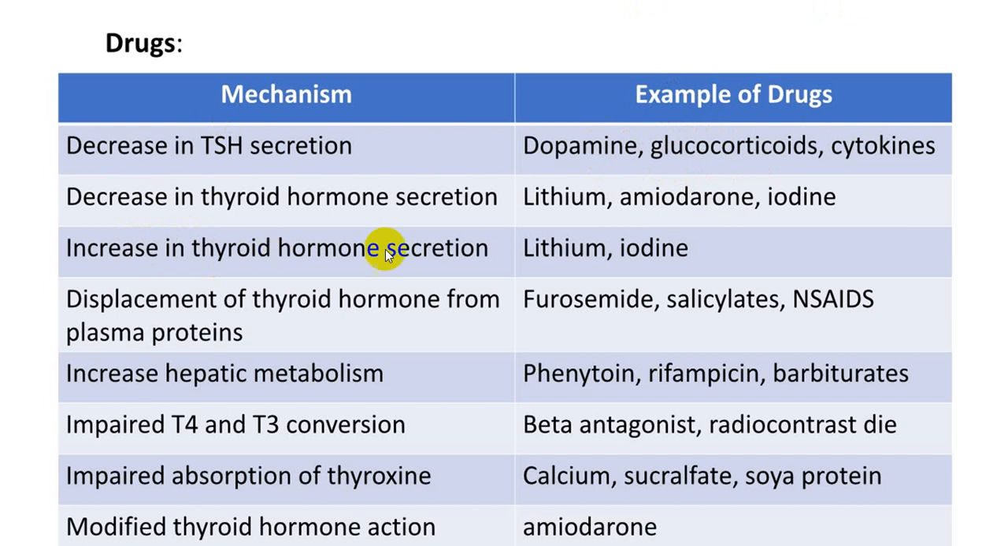Increase in thyroid hormone secretion can occur with lithium as well as iodine, which can increase thyroid hormone secretion from the thyroid gland, and this TSH secretion decrease thyroid hormone secretion by decreasing thyroid hormone production. So iodine can block as well as increase, and the increase is called the Jod-Basedow effect. Thyroid hormone can be displaced from protein by furosemide, salicylates or NSAIDs by competitive inhibition.